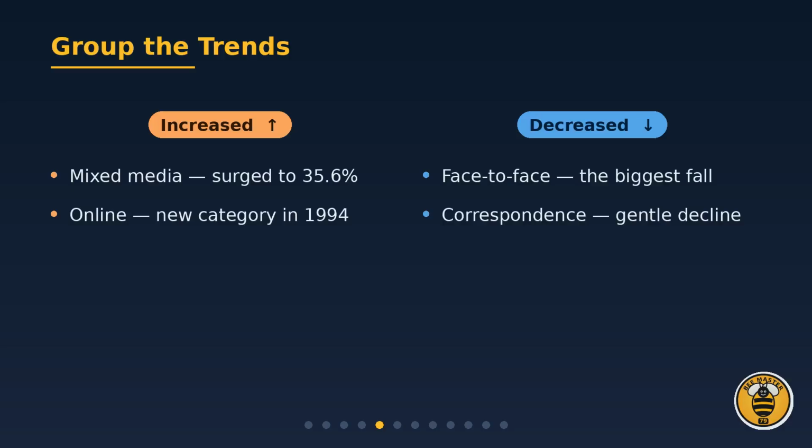Now let's group these trends. On one side, what increased: mixed media rose dramatically and online courses were newly introduced. On the other side, what decreased: face-to-face dropped the most and correspondence declined gently. Grouping like this gives us 2 clean body paragraphs.